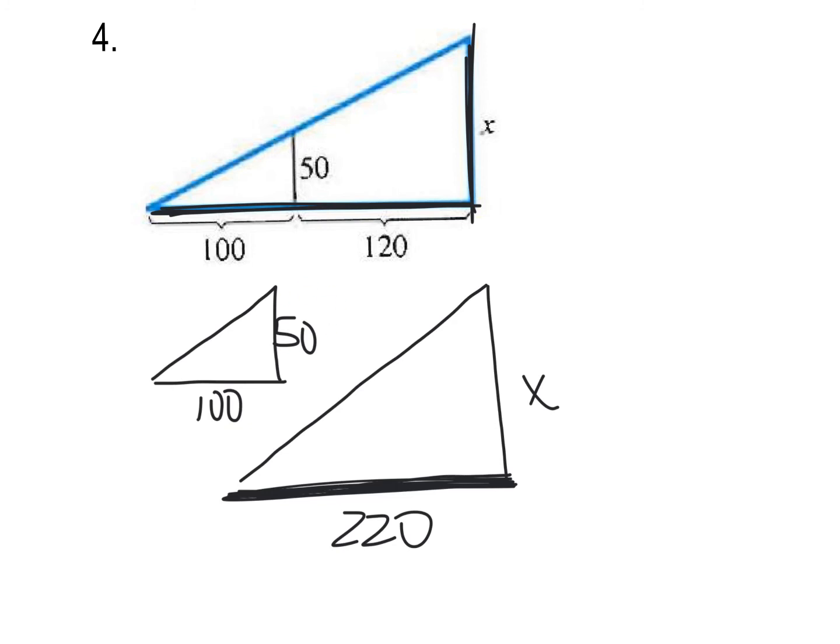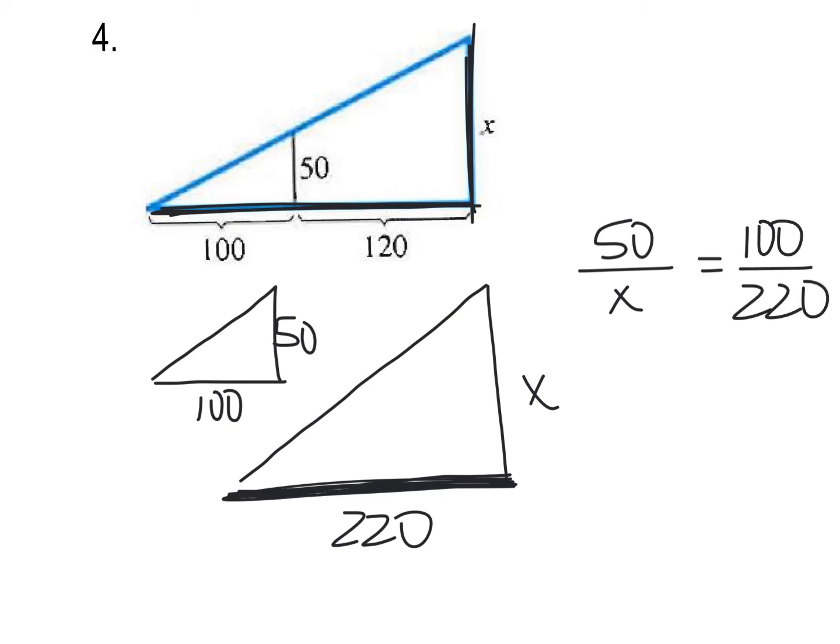So the 50 and the x go together, so I'm going to make a ratio out of that. 50 over x, and my other two sides are 100 and 220. So I'm going to set up that as well. 100, 220. And so there's a couple different ways that you can attack this.